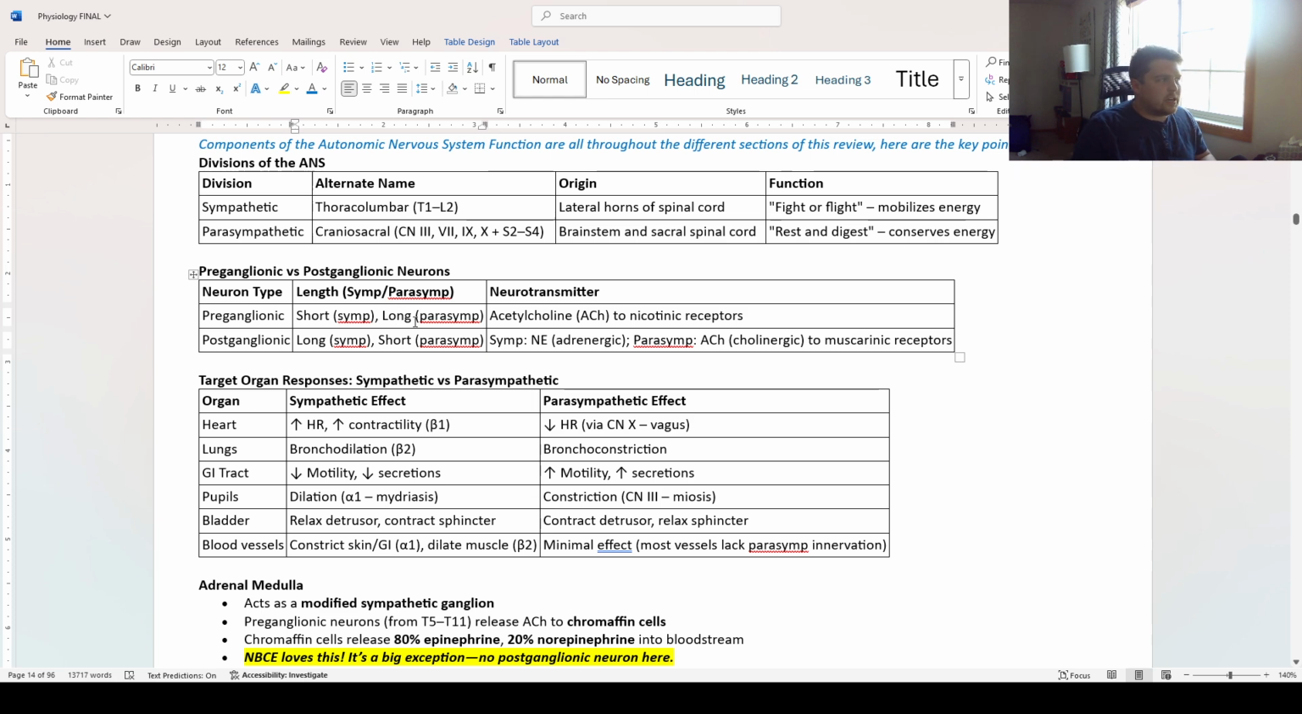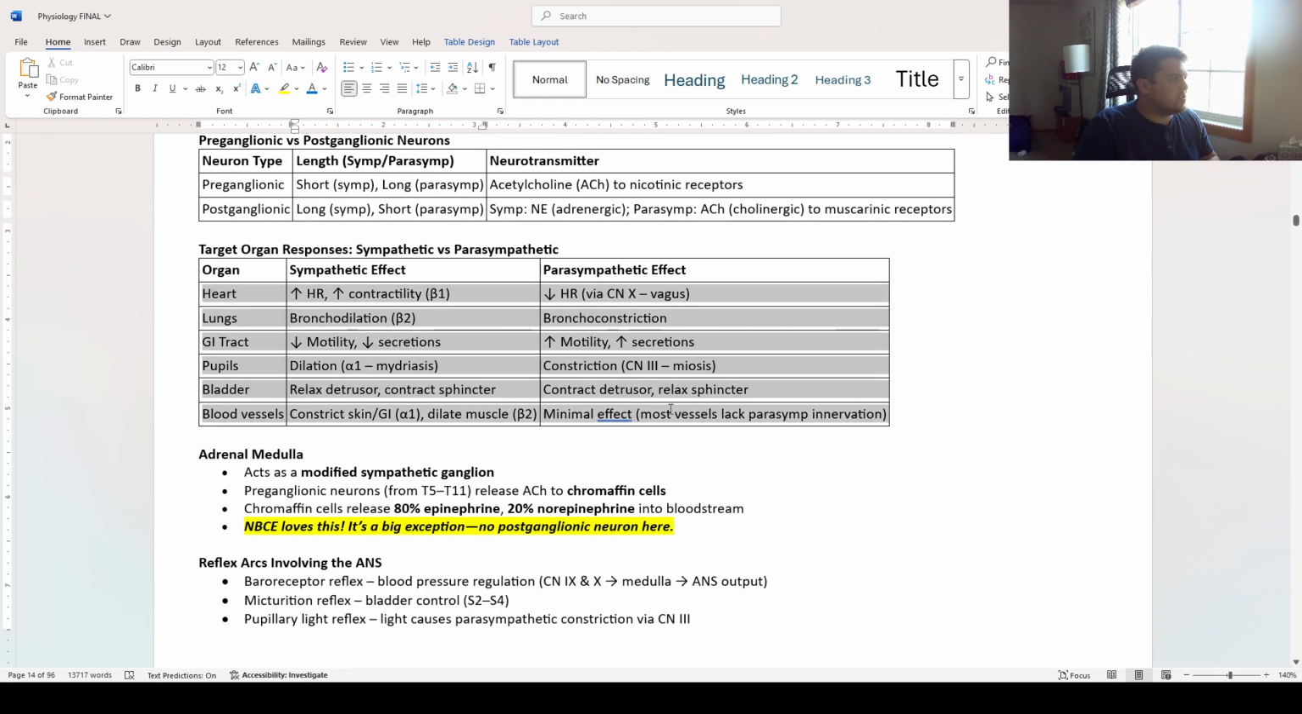The parasympathetic nervous system is flipped. It's the opposite. Okay, so the parasympathetic nervous system has long preganglionic nerve fibers, and they actually go all the way to the organs that they're targeting. And the ganglion for the parasympathetic nervous system is located either right outside of or actually inside of the different organ tissues. So then they have a very short postganglionic parasympathetic neuron.